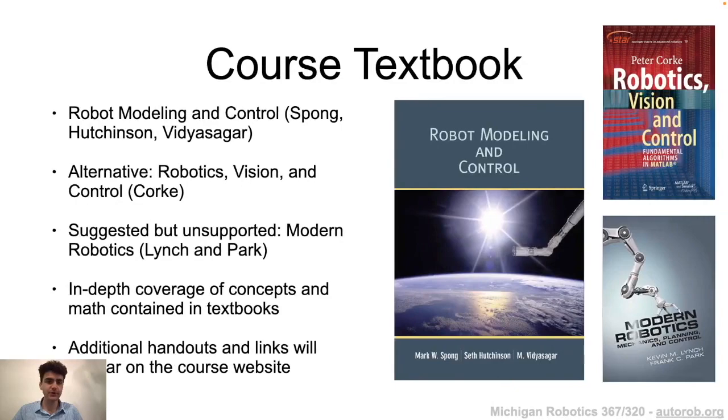So in terms of course textbooks, the official textbooks for the course are Robot Modeling and Control by Spong. And then in addition, you could also refer to Robotics, Vision, and Control by Peter Corke. Those are the 2 main texts that will most closely align with the material from the course. But there's a number of other texts that you could also refer to if you're looking for additional resources. These are outlined on this slide, and then there's a few others as well on the course website if you're looking for more material.